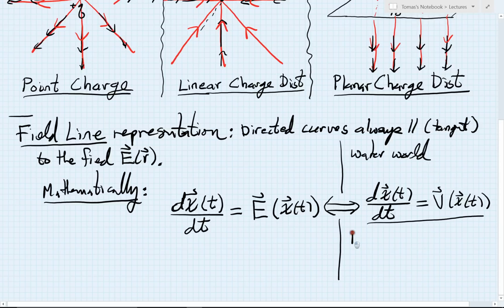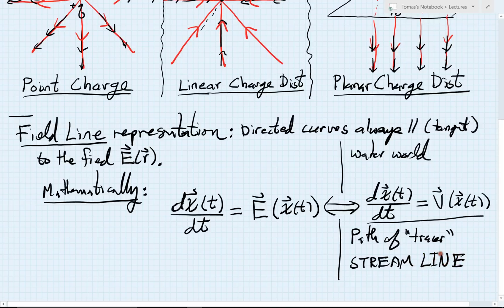So this is the path of a so-called tracer particle, which is otherwise known in fluid mechanics as a streamline, because it goes along with the stream of the flow. A streamline in the fluid. So the streamline in the fluid then corresponds back here in the electric world to what we would think of as a field line.